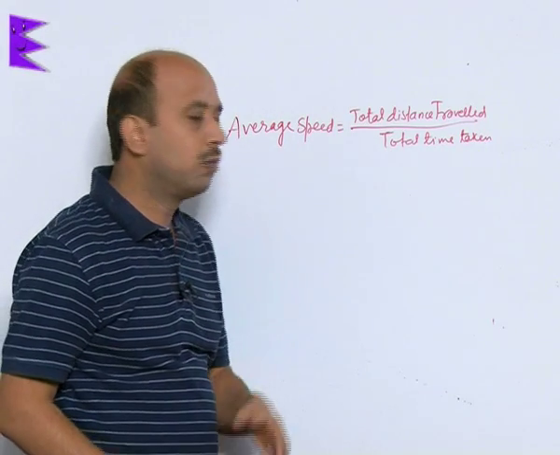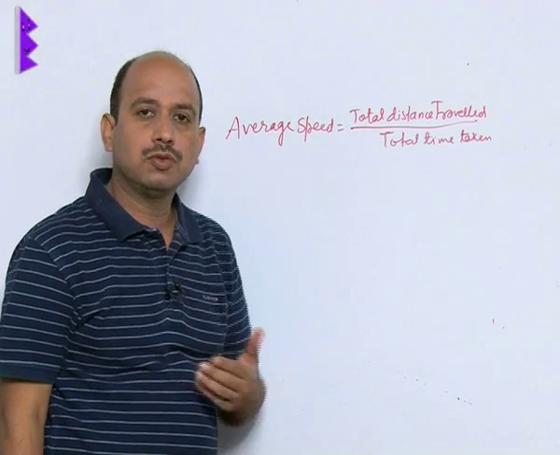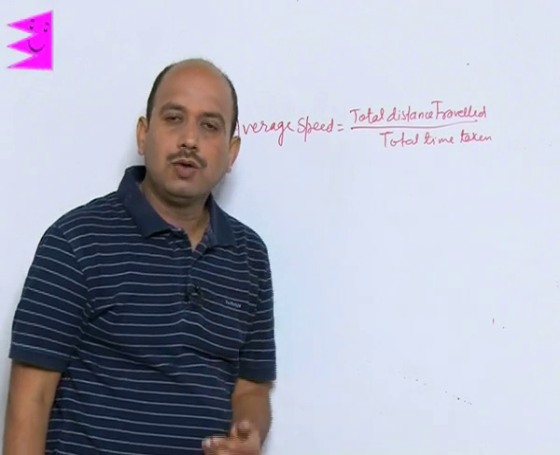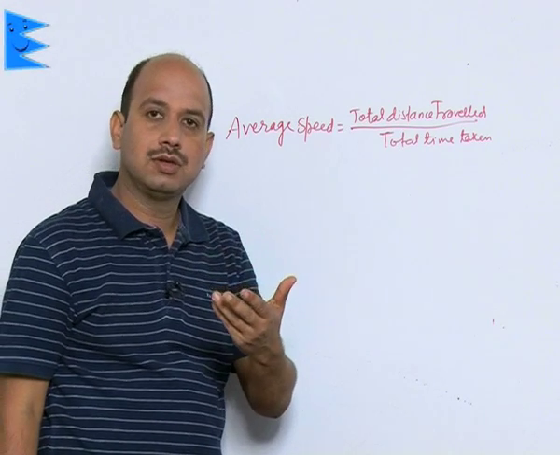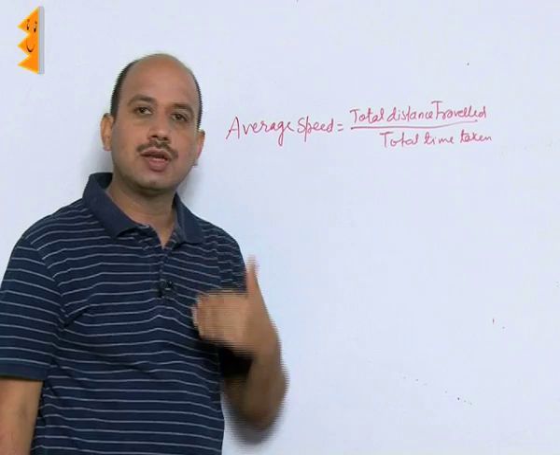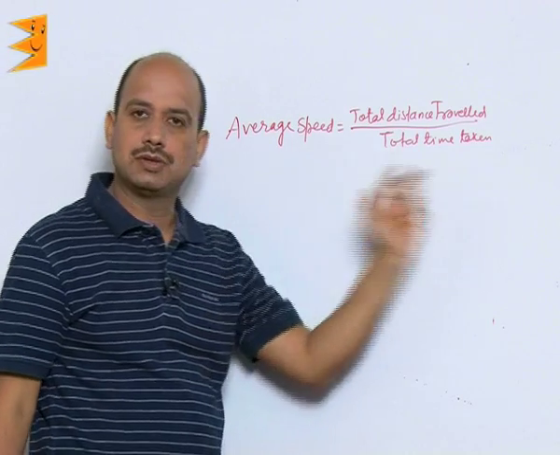Suppose you are moving from one place to another. Suppose you are going from Delhi to Agra. You have taken 4 hours. So, you just find the total distance traveled and then divide by the total time taken, and you can get average speed.